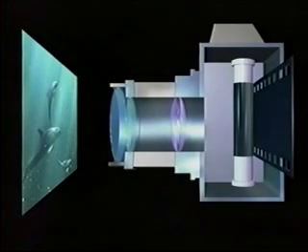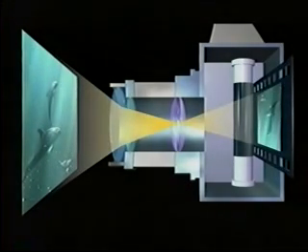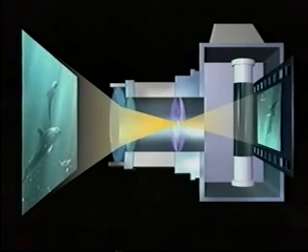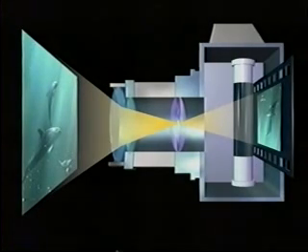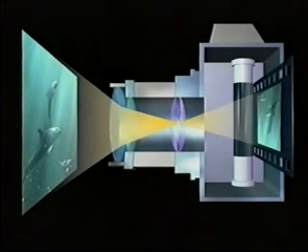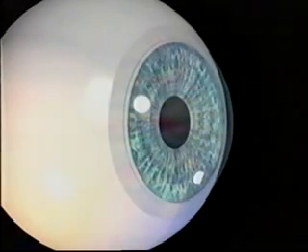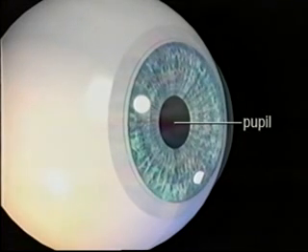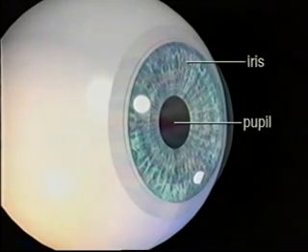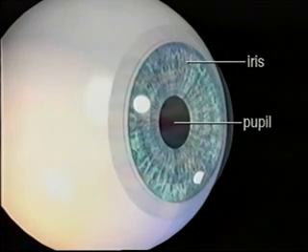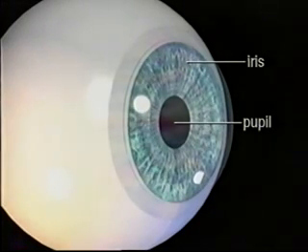Welcome back. We'll now take a look at the structure of the eye itself and follow the path of a light ray as it enters the eye. Much as light travels through the lens of a camera and is focused onto film, light traveling through your eye is focused onto the retina. Also like a camera, your eye adjusts the amount of light that enters it. The opening through which light enters the eye is called the pupil, and the structure that controls the diameter of this opening, thereby adjusting the amount of light that enters, is the iris.